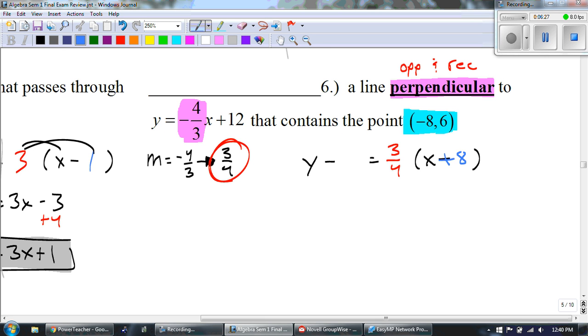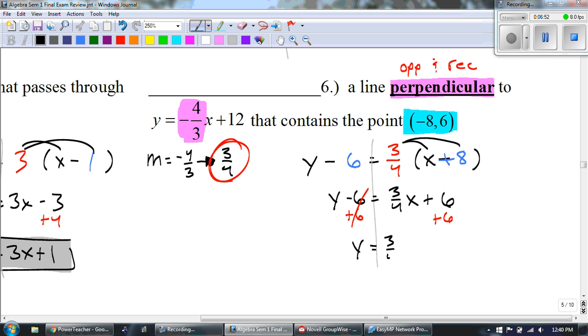My x goes with my x, then my y goes with my y, and then we solve. So y minus 6 equals 3/4 x. 3 times 8 is 24. 24 divided by 4 is 6. And then we add 6 to both sides and get y equals 3/4 x plus 12.